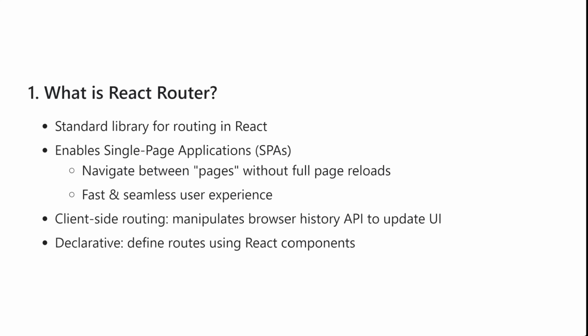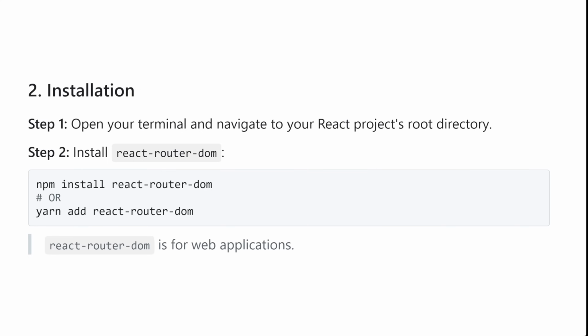And of course, it is fast and seamless because you're not rebuilding the page using JavaScript. Now, client-side routing will basically manipulate the browser's history API and update the UI. As you saw, we're just updating the user interface. We're not bringing in new data from the server. It is declarative because we're just defining routes using React components. And you're going to see how simple that is in just a couple of seconds when we come to our project.